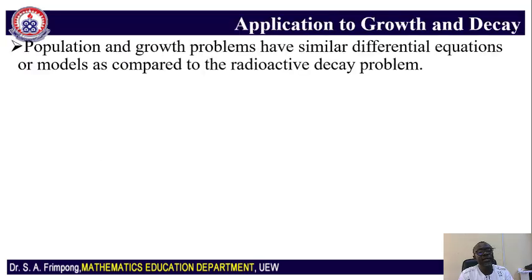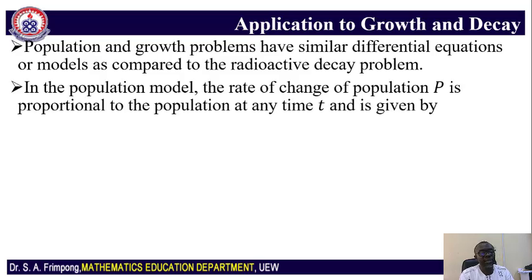Population growth problems have similar differential equations or models as compared to the radioactive decay problem. In the population model, the rate of change of population P is proportional to the population at any time t and is given by dP/dt proportional to P.